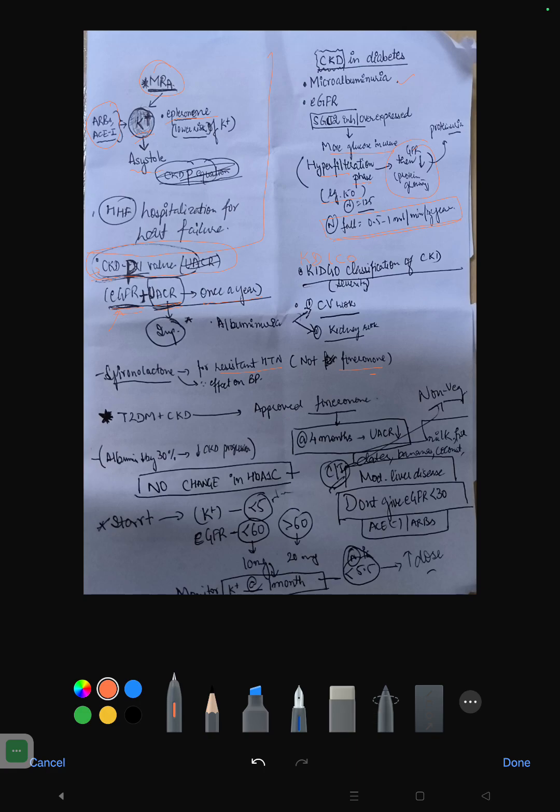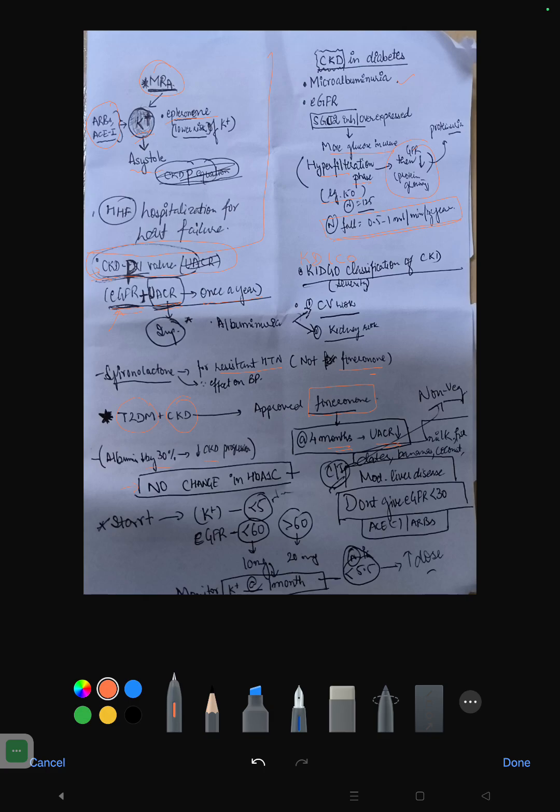For the patients with type 2 diabetes with CKD, Finerenone has been approved. Finerenone has been approved by FDA and DCGI both. And at 4 months, we have seen that urine albumin creatinine ratio decreases in the patients on Finerenone. Albumin decreases by around 30%, and this decreases the CKD progression. There is no change in HbA1c, that is, Finerenone does not have any effect on diabetes.